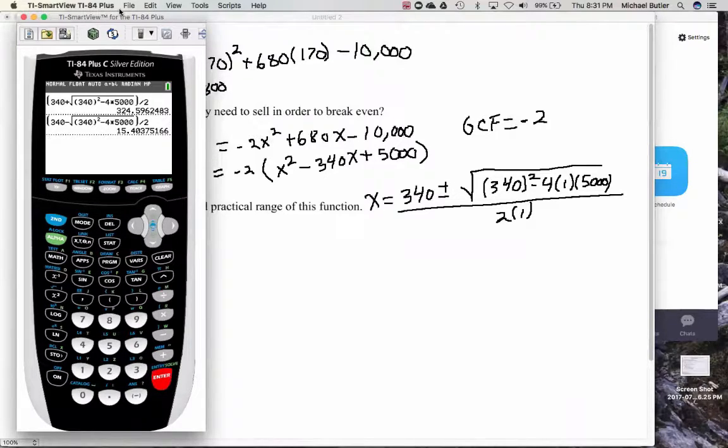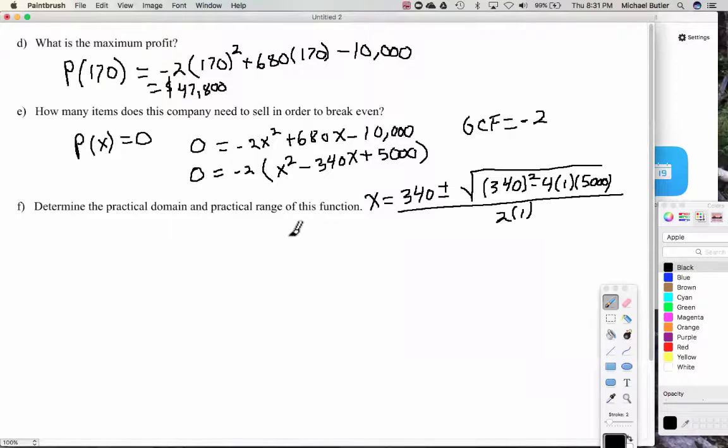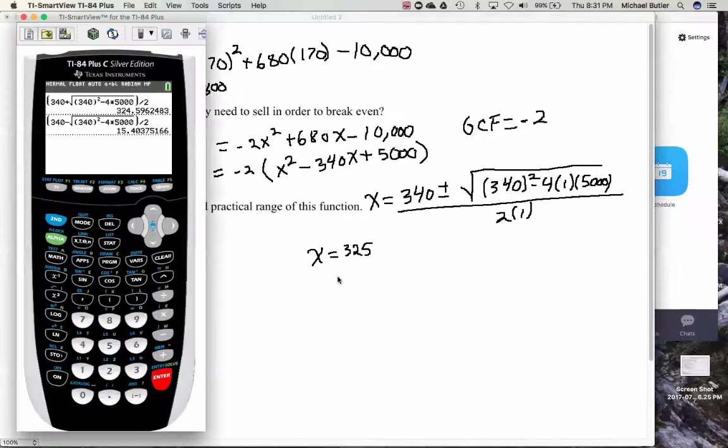So that happens sometimes. You get some weirdness in the model. So the break-even points are going to be at x equal to 325 approximately. I'm going to round off to the whole item because we're not going to do partial product, right? And the other one looks like at about 15.